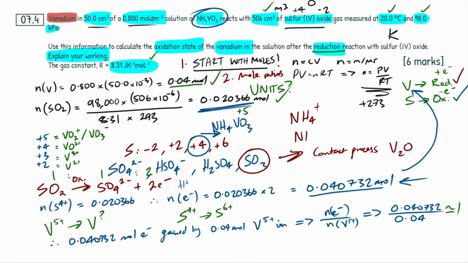So what does that mean? That means that 1 mole of vanadium 5 plus ions has gained 1 mole of electrons in this redox reaction. Okay, so if it's gained 1 electron, it's going to be going from a 5 plus to a 4 plus. So vanadium 5 plus goes to vanadium 4 plus, an oxidation state of +4, however you want to put it. That would be our final answer.